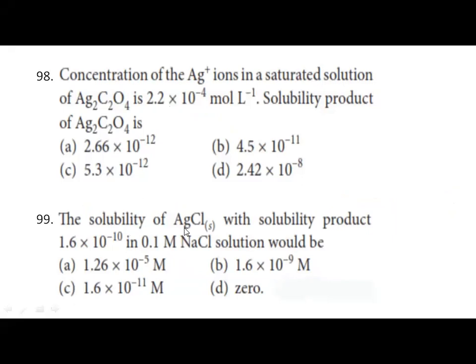Yes. Next question. The solubility of AgCl solid with solubility product 1.6 into 10 raised to minus 10 in 0.1 molar NaCl solution would be. So solubility of AgCl. How does AgCl dissociate? AgCl in the aqueous state, if you put it, dissociates to give Ag plus and Cl minus. If I take the solubility as s, then I'll get Ag plus also as s moles.